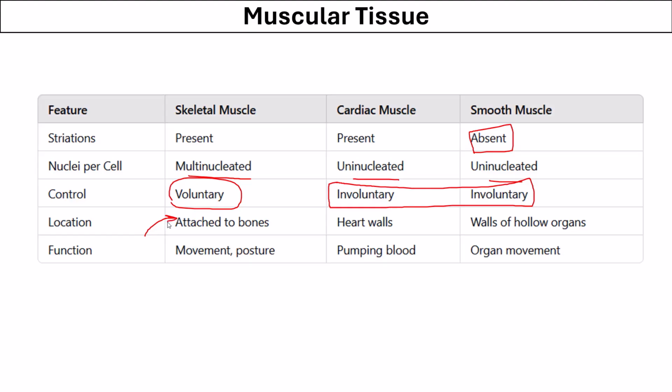Skeletal muscle, as the name suggests, is attached to the skeleton, to the bones in your body. Cardiac muscle is present in the heart, and smooth muscles are present in all the hollow organs in your body.